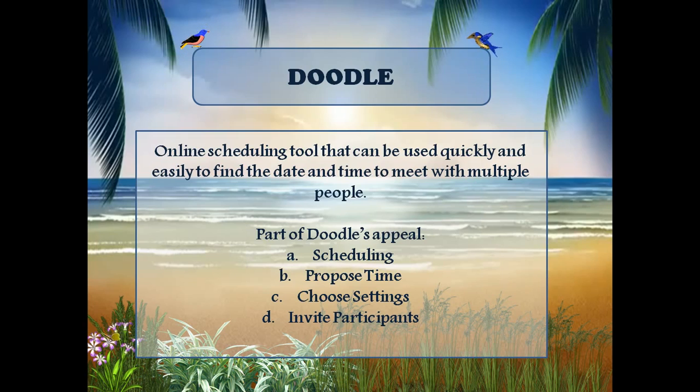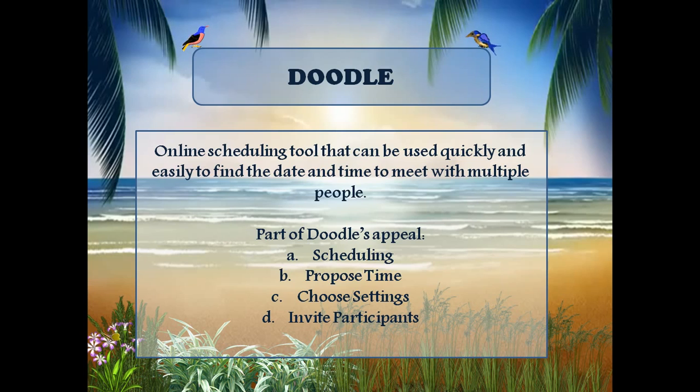Okay, next is scheduling. The first application or tool is Doodle. So what is Doodle? Doodle is an online scheduling tool that can be used quickly and easily to find the date and time to meet with multiple people. With Doodle we can make a schedule to meet other people, and the parts of Doodle are: first is scheduling, second is propose time, third is choose settings, and the last is invite participants.